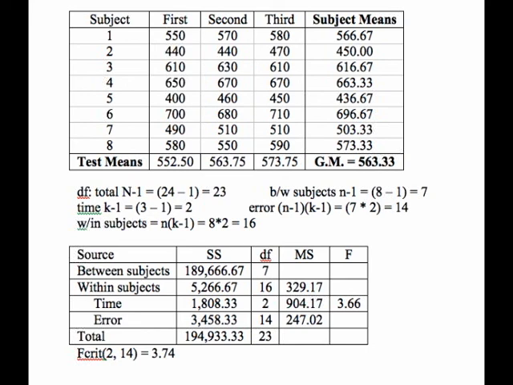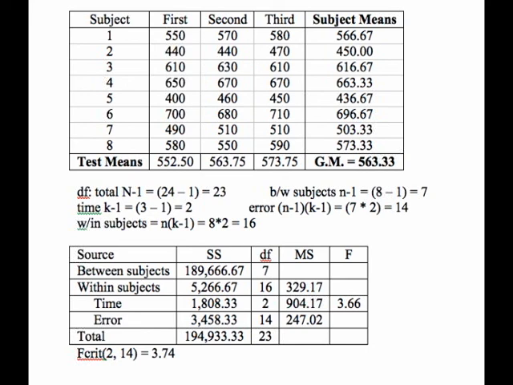For time or treatment, it's k minus 1, so 3 minus 1 is 2. For error, it's n minus 1 times k minus 1, which gives us 7 times 2, which is 14. And for total, it's just big N minus 1, so that's 23.